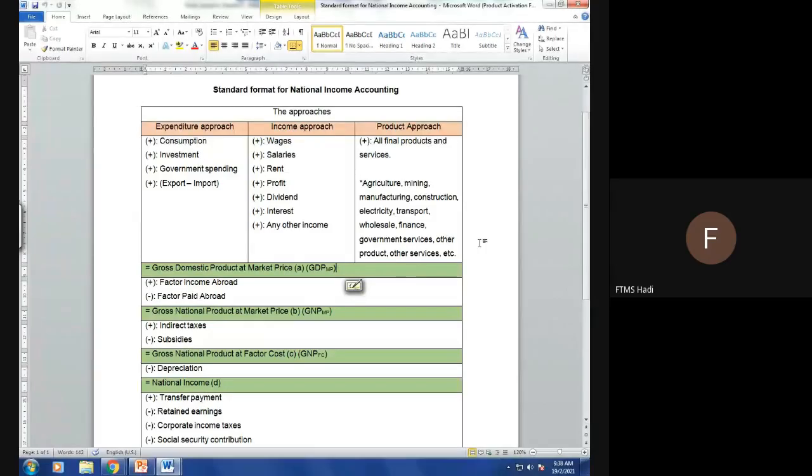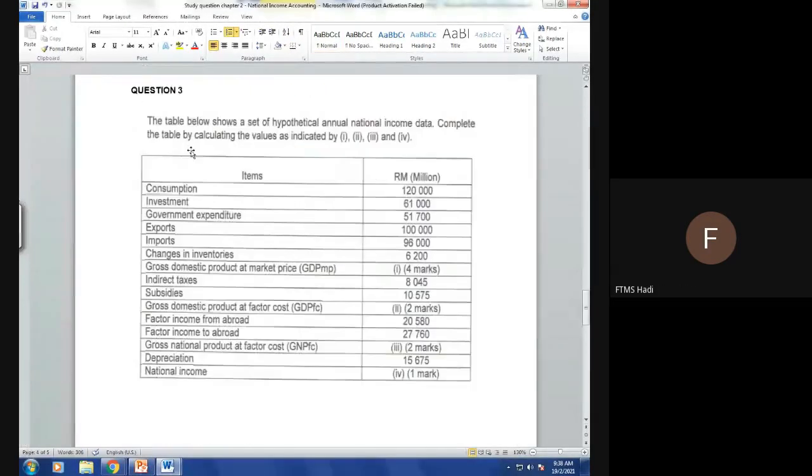So for consumption, to find GDP MP, you need to add consumption, tambah investment also add, government expenditure also add, export also add, but import you need to minus. You see here in the format, export minus import, right? Plus, minus. Changes in inventories, ada tak dalam ni? Do we have changes in inventories? Tak ada kan? No. So do we have to calculate? No. That means you need to delete it.